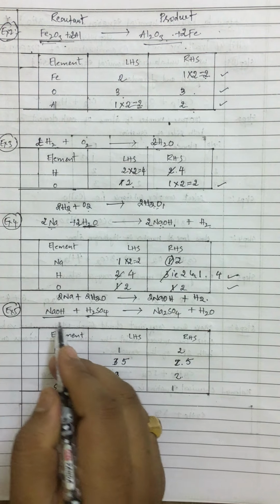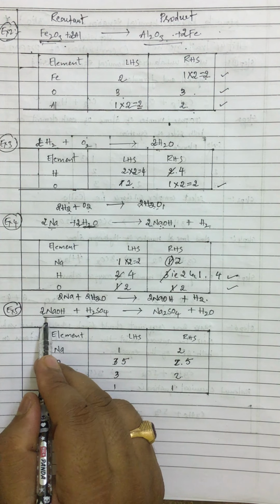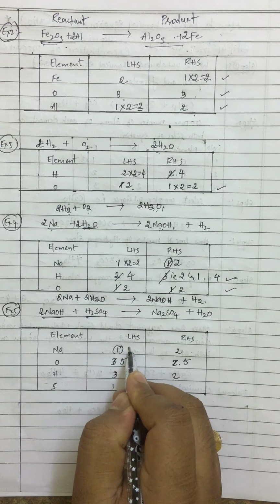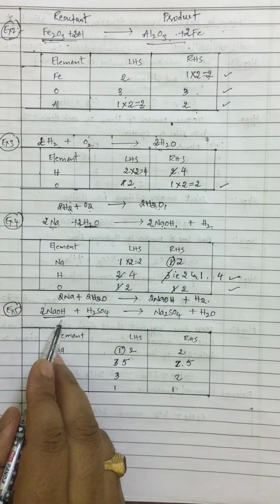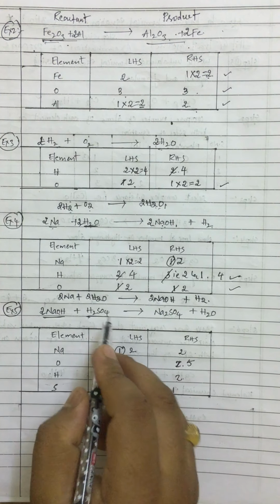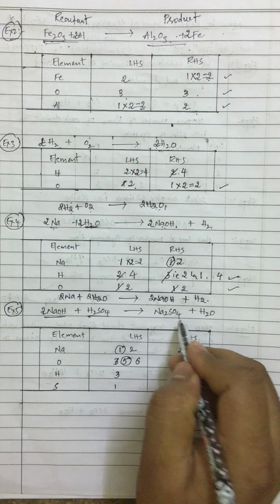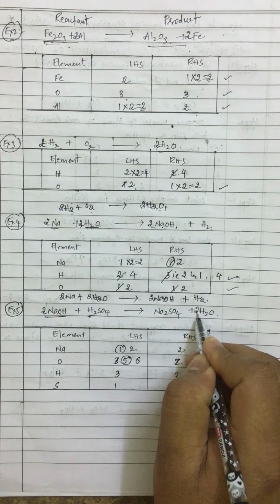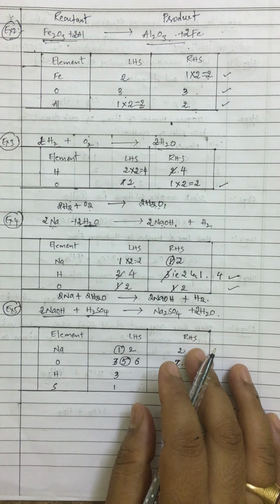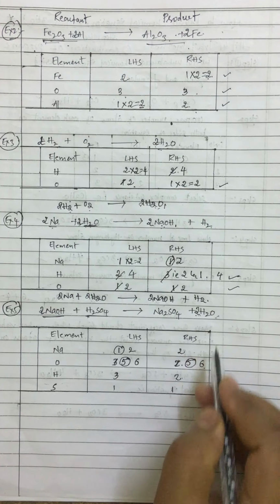Let us start with Na. Sodium is 1 on the left hand side, 2 on the right hand side. So add 2 as a coefficient before NaOH. Sodium atoms are balanced. Now sodium atoms are 2. After adding this, the number of oxygen atoms changes. How many oxygens are there here? 2 now. 2 plus 4, total 6. Now here 4 plus 1. So if we add 2 as a coefficient before H2O, oxygen atoms also become 6. I have added a 2 before H2O. Oxygen atoms are also 6 now: 4 plus 2 ones are 2, 6.